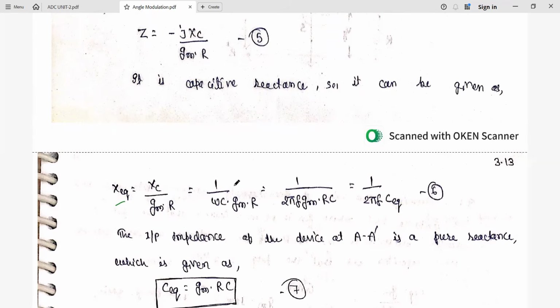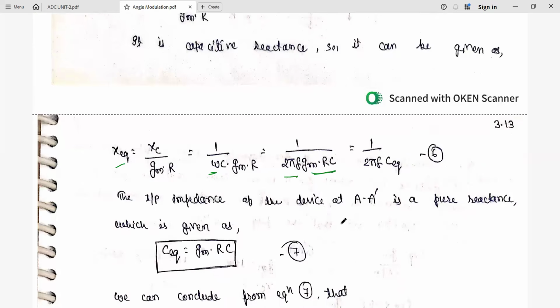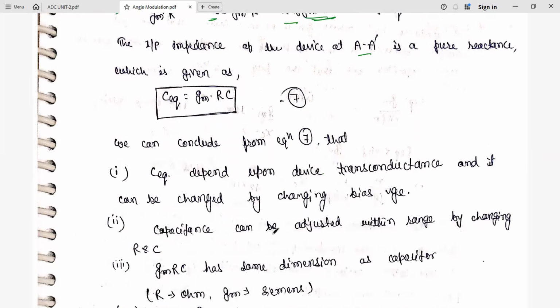XC is 1 by omega C, so in place of XC we have 1 by omega C, where omega is 2 pi f. Finally we have 1 by 2 pi f C equivalent. This is how we are able to arrange this value. If you see here, C equivalent is gm into R into C. So the input impedance of the device between A and A dash is a pure reactance, and C equivalent is gm into RC.